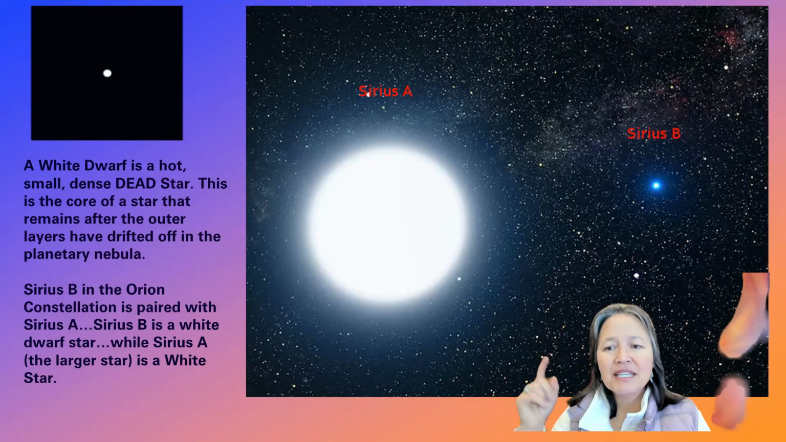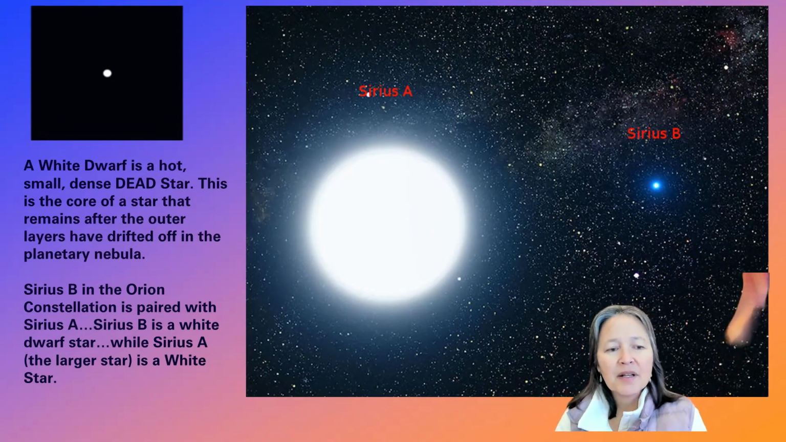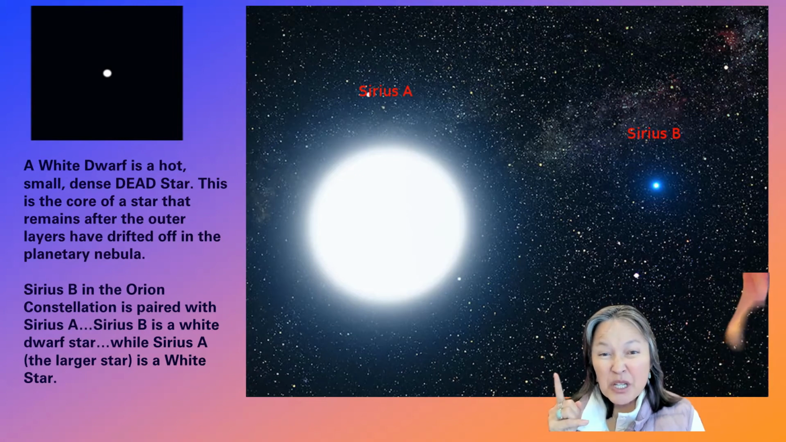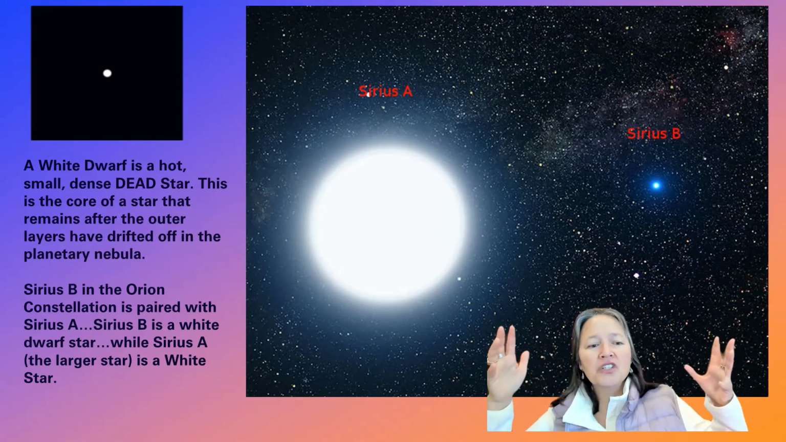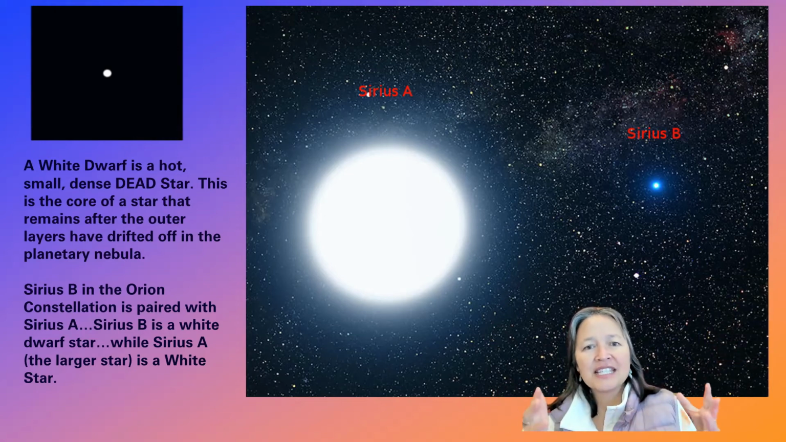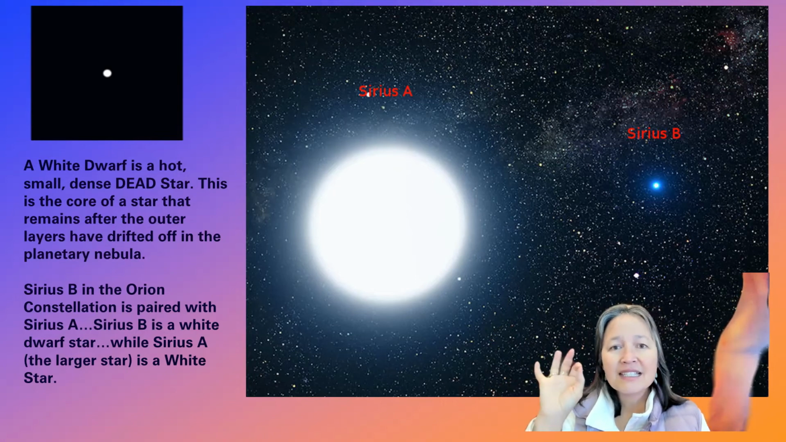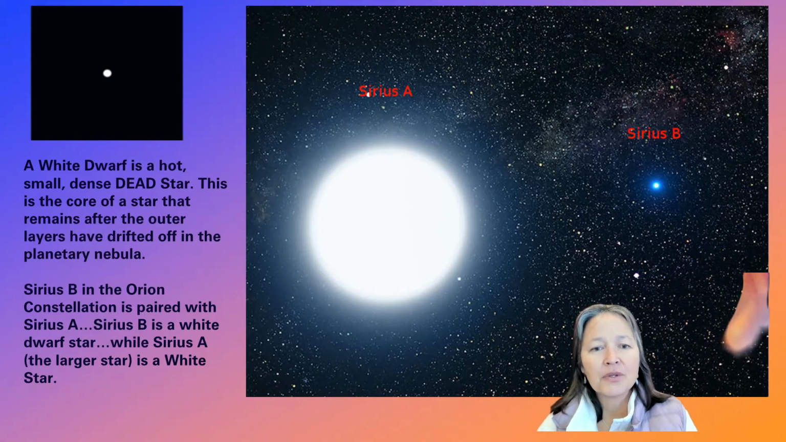So Sirius B, see, it looks a little blue over there, is paired with Sirius A. But they consider Sirius B a white dwarf star, even though it looks blue. Okay, so it's a white dwarf star. And even though Sirius A is so much larger, it's called a white star. I mean, this is the scorching heat of Sirius A, whereas Sirius B, who's its counterpart, is basically just like a little ghost traveling. Maybe it's the spirit guide for Sirius A.